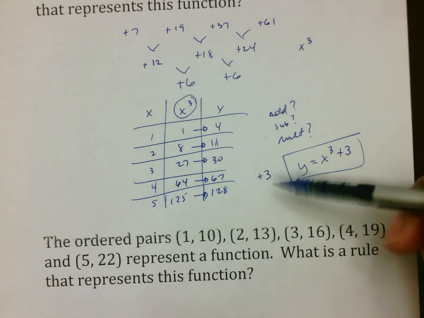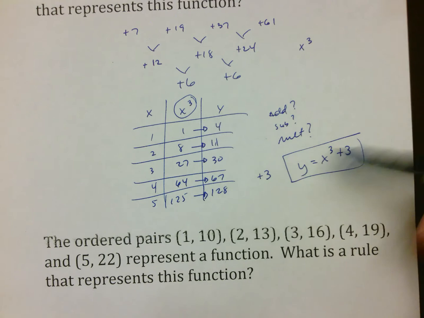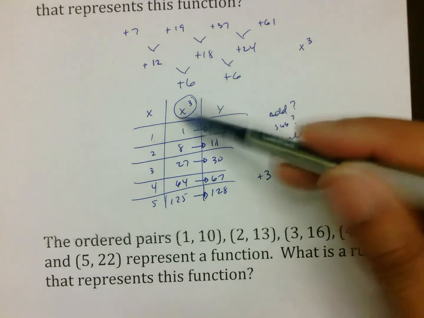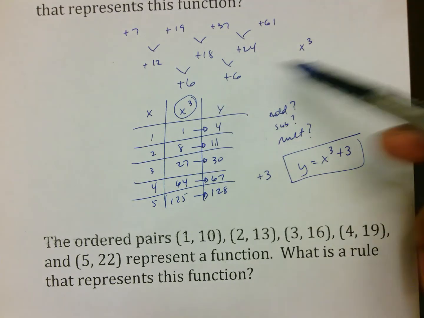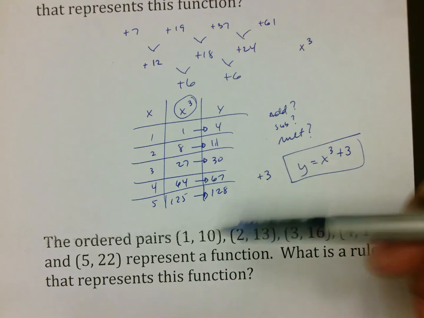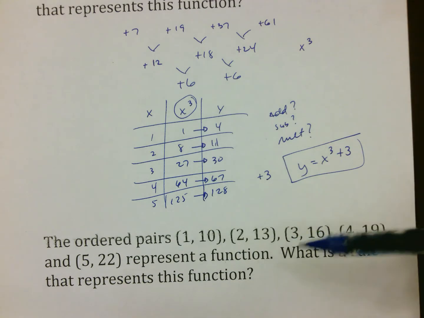You just have to make sure you identify what the shift is and then apply that to whatever your type of pattern is. If this was an x squared, then you would have put x squared plus 3 or whatever it might be. And so there you go. Alright.